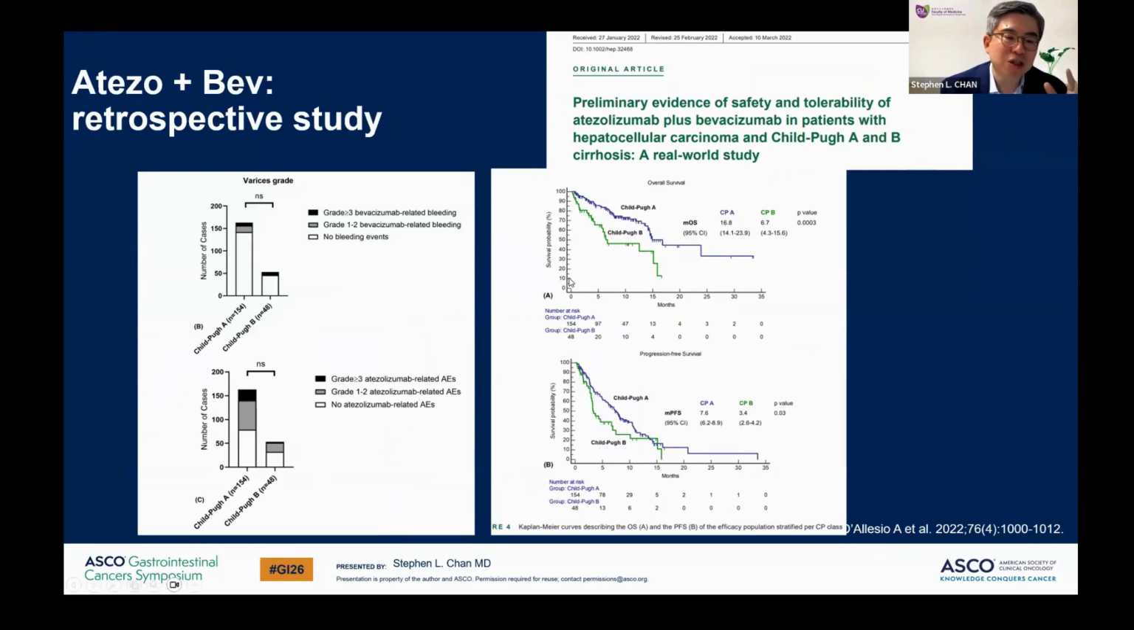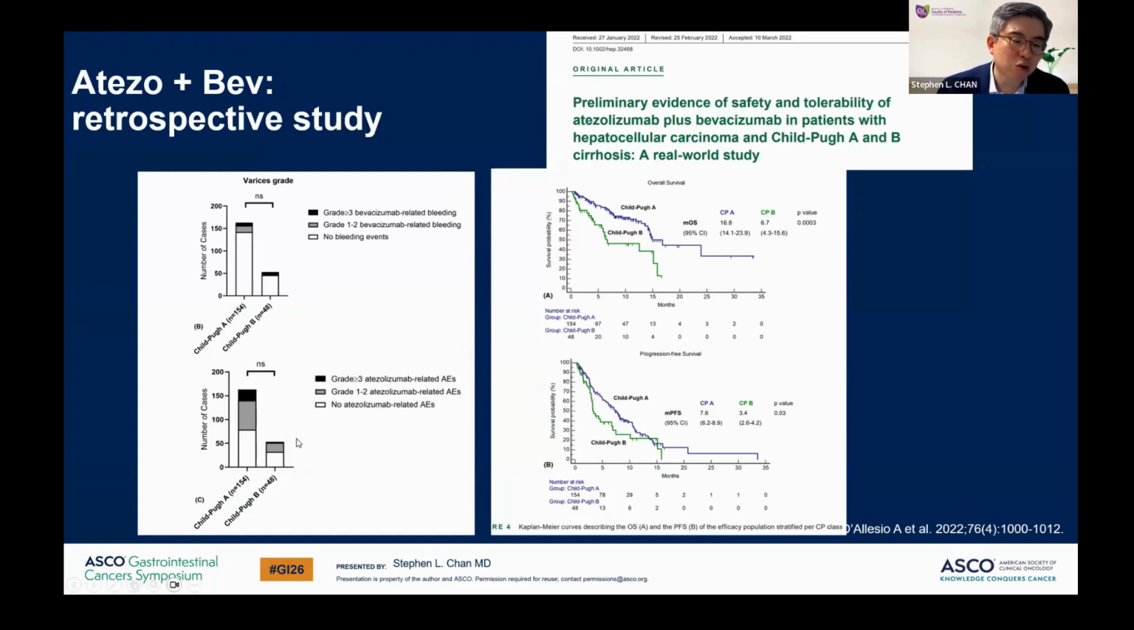But I think the key message is when they look at the Child-Pugh A and Child-Pugh B, not surprisingly, Child-Pugh B has a worse prognosis. But then when you look at the left-hand side, you can see that the Child-Pugh B patients with bevacizumab-related bleeding, the rate of bleeding overall actually is not exceedingly high. Of course, this may be due to some selection bias in the real-world series.